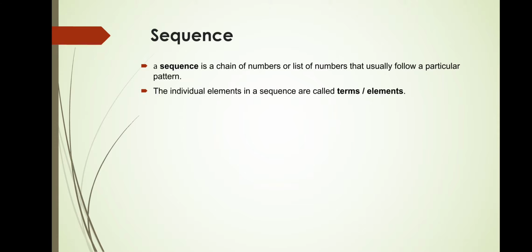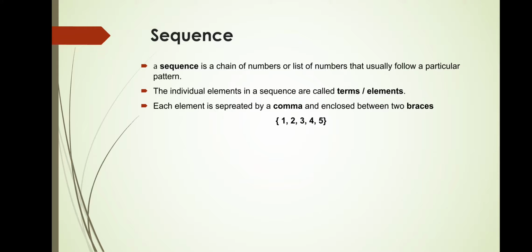Next, the individual elements in a sequence are called terms or elements. Each element is separated by a comma and enclosed between two braces. Here, as shown, the elements 1, 2, 3, 4, 5 are separated by a comma and enclosed between two braces.